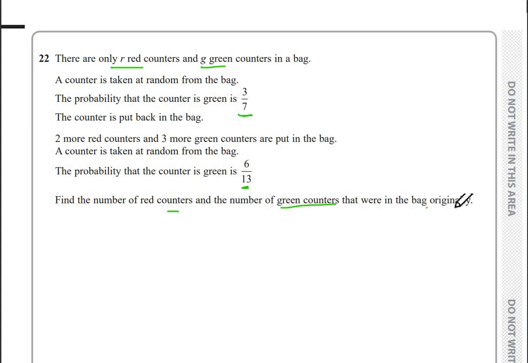Alright, so the probability of taking a green is 3 over 7, right? Which means that the probability of taking a red in this case is 4 over 7, right? So if we put that in the form of a ratio, let's say we have red, green in the form of a ratio. So that means we have 4 red to 3 green. Okay.